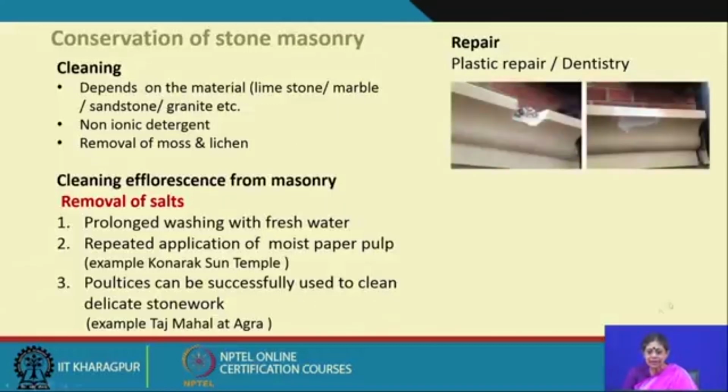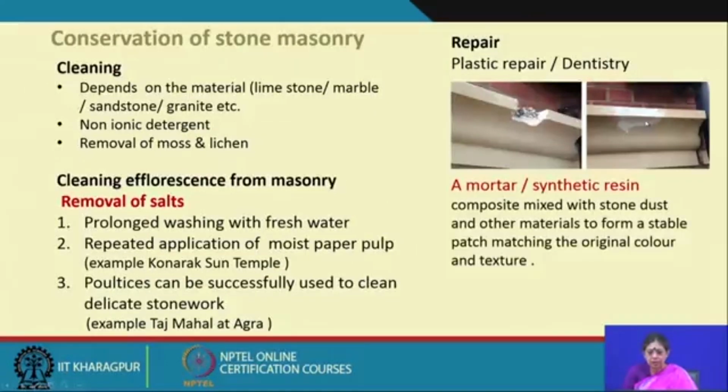You can see here that this is a part which has decayed, and this part has been repaired here, and this repair is done with a mortar or a synthetic resin, a composite mixed with stone dust and other materials to form a stable patch matching the original color and texture. So, this is what we call plastic repair or dentistry, applied to a historical structure to keep it like that, using some sort of composite material.